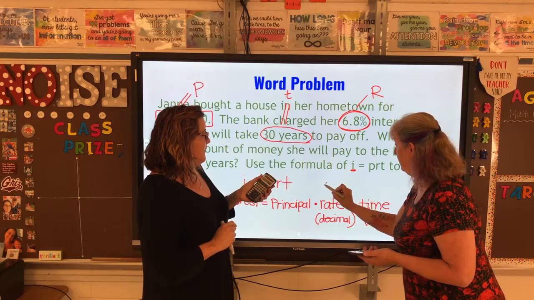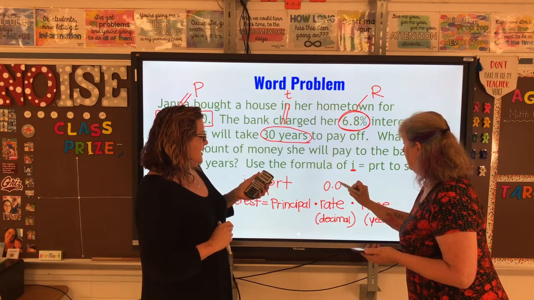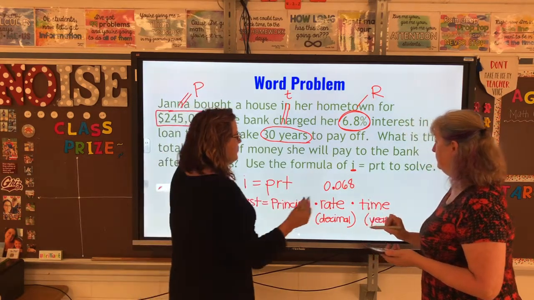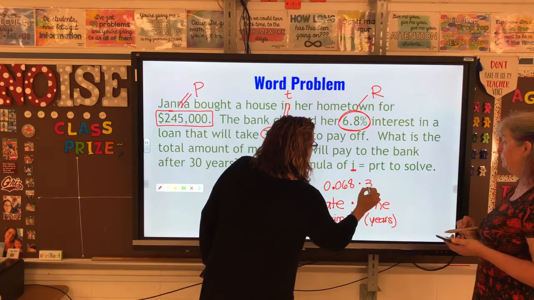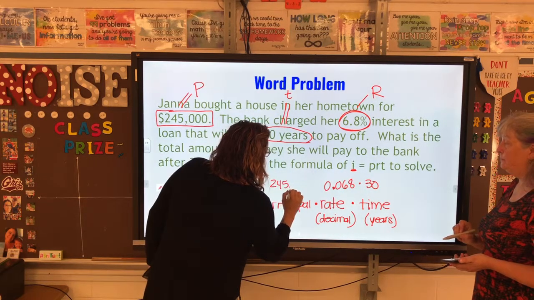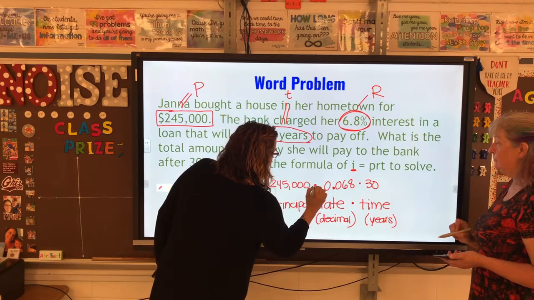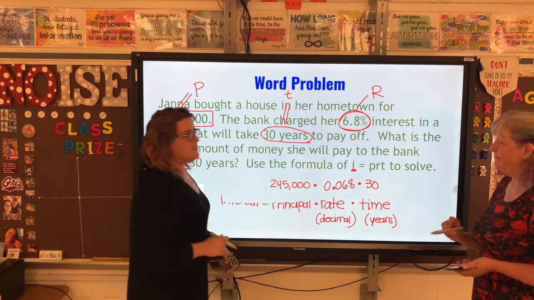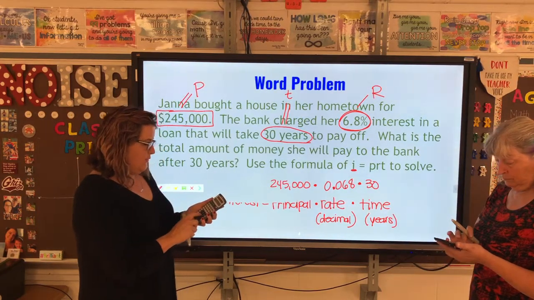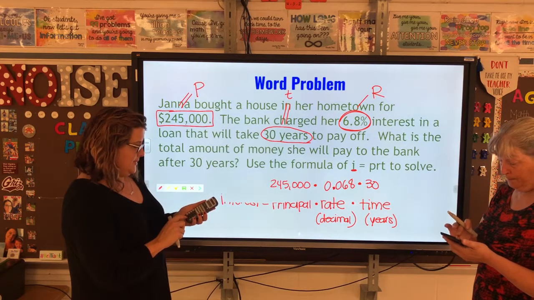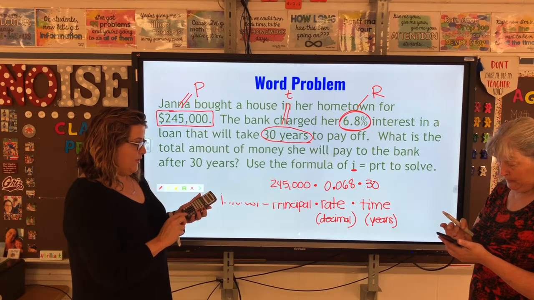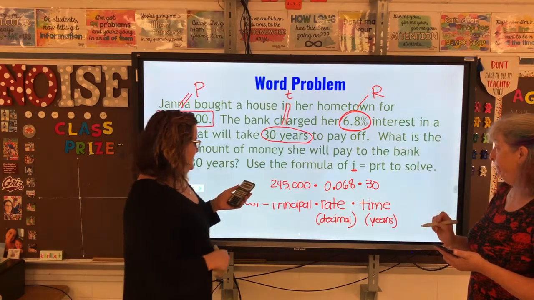0.068. So that's my percent as a decimal. And then we're going to multiply that by 30, and then multiply that by that 245,000. So here's the equation that I'm typing in. I can really do this in Desmos, but just so you can see it big, we kept it here on the board. So I'm going to do 245,000 times 0.068 times 30.